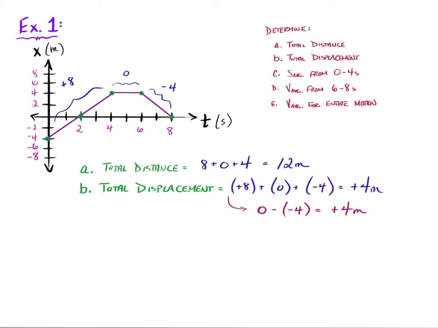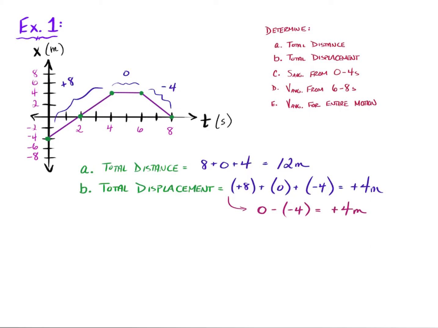Just to again show you very quickly, we could have also simply taken the final position, which was 0 because we were on the x-axis, and subtracted the initial starting position, which was at -4, and that would have also given us +4. It doesn't matter, whichever you feel most comfortable with should get you the same answer.